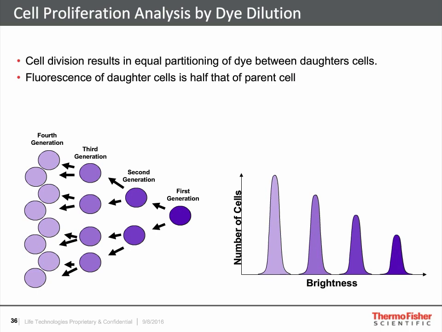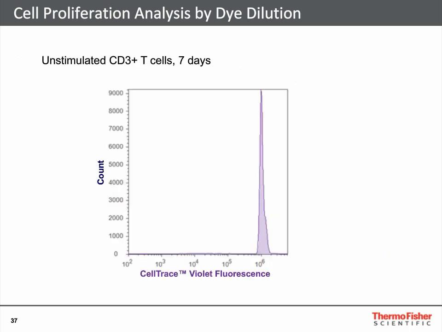And so in a flow cytometry experiment with T cells, we can look, in this case, at CD3 positive cells isolated from PBMCs from a healthy human donor, labeled with the dye CellTrace Violet, and incubated for 7 days. We see one population of cells. These cells are not growing.